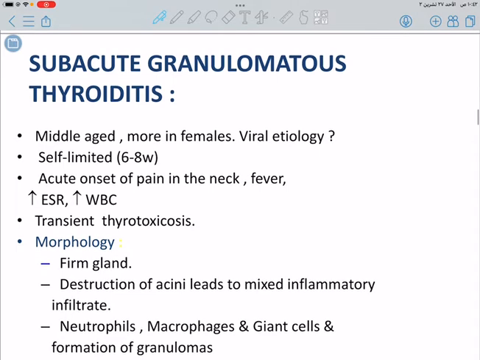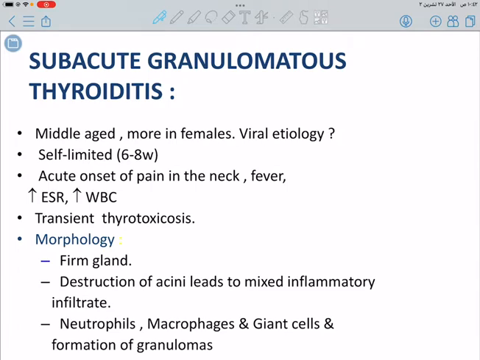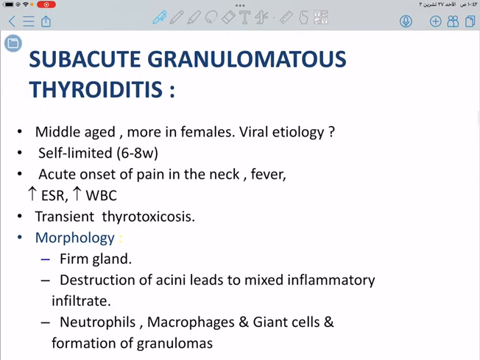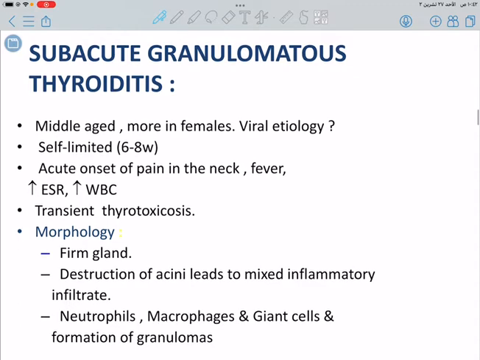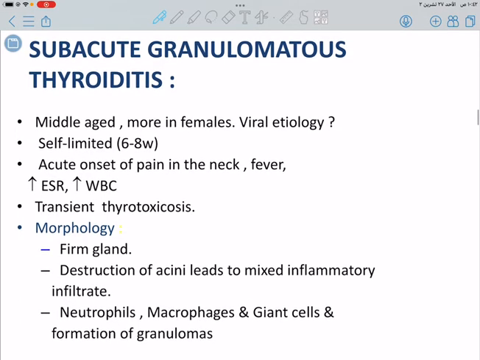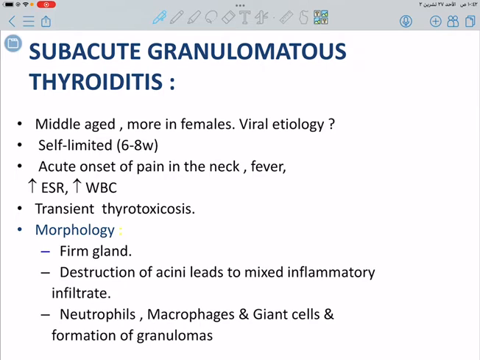The thyroid gland is painful, and they might present with fever, elevated ESR, and elevated white blood cells, which gives an indication that there is something infectious happening, a fishy infection underlying this disease. And it is self-limiting within 6 to 8 weeks. Within 6 to 8 weeks, you see the resolution of the inflammation and the thyroid returns to its normal function. In these 6 to 8 weeks, they present with transient thyrotoxicosis. As we said, whenever there is destruction of the follicular cells, there is elevation of T3 and T4 in the early onset of the disease.